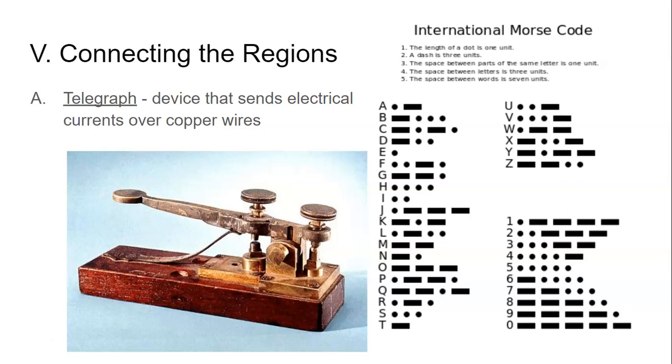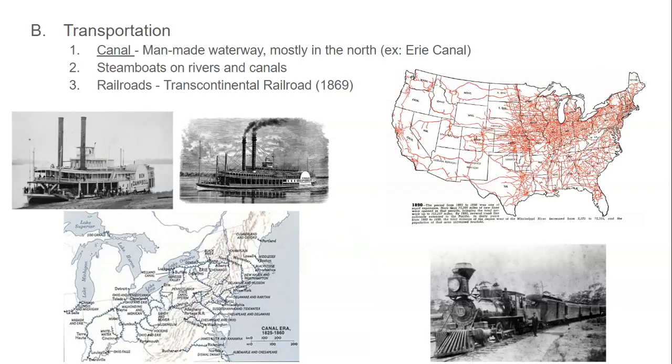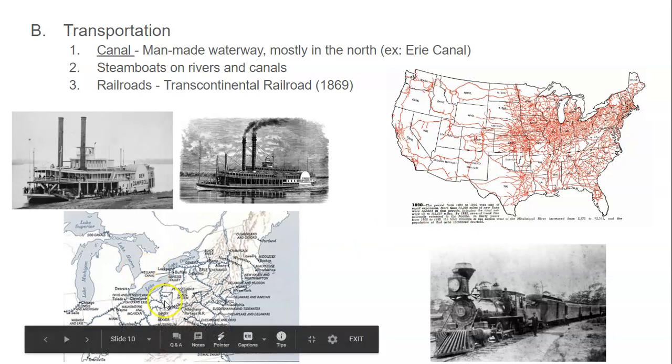Okay, so that's a telegraph. That helped with communication. Next, let's look at transportation, the different ways that people kind of moved around these areas. So we have the canal. Here's a good map of the canals right here.